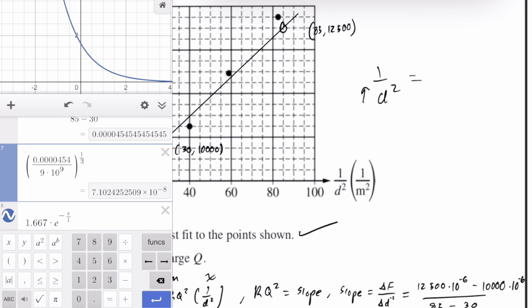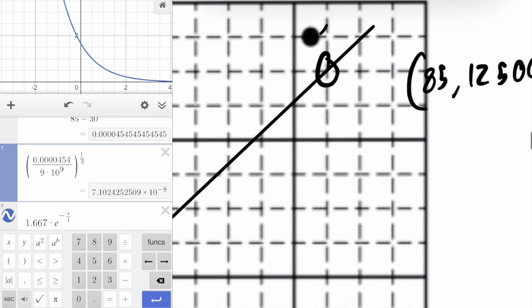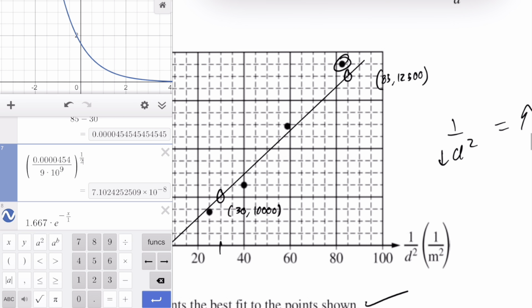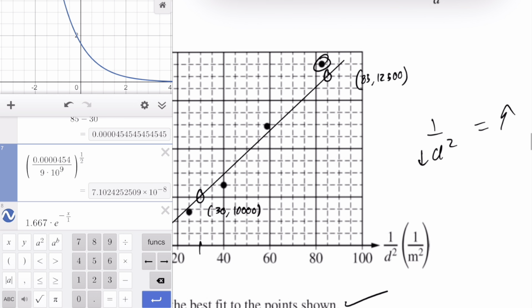So when 1 over d squared itself, the entire term, is bigger, d has to be smaller. So this data point is actually this one at 82.5. That is when the distance is the smallest, because if you have a bigger 1 over d squared, you have a smaller distance, right? It's like the same thing here.